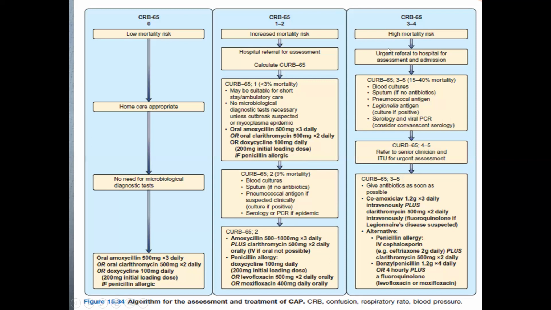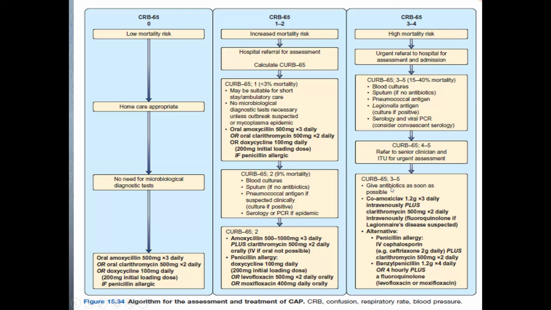Then CRB65, if the score is 3 to 4, that is high mortality risk and urgent referral to hospital for assessment and admission. So CRB65, if the score is between 3 to 5, 15 to 40% mortality, do a blood culture, sputum, pneumococcal antigen, Legionella antigen, serology, and viral PCR. CRB65 4 to 5, refer to senior clinician and ITU for urgent assessment.